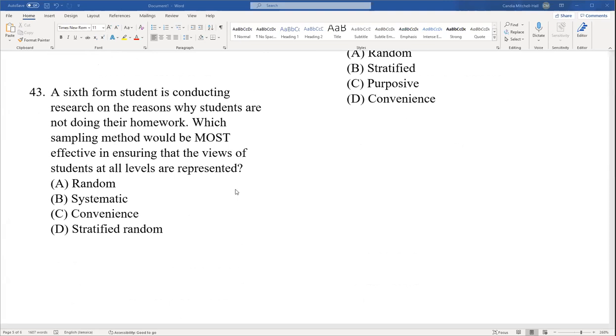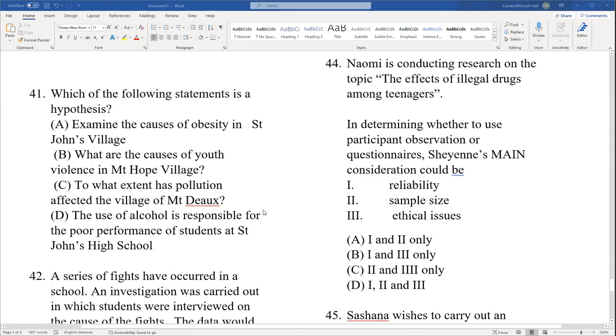43. A sixth form student is conducting research on the reasons why students are not doing their homework. Which sampling method would be most effective in ensuring that the views of students at all levels are represented? Which one is it? A, random, B, systematic, C, convenience, and D, stratified random. Would it be stratified random? Yes. Okay. Stratified random, D is the answer.